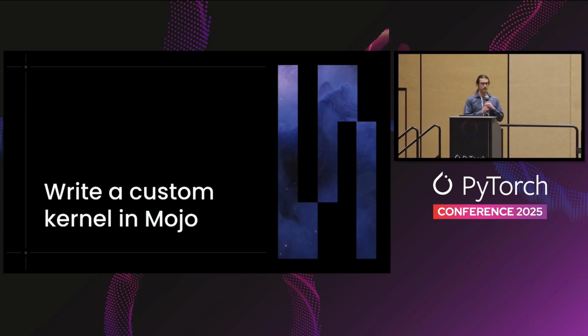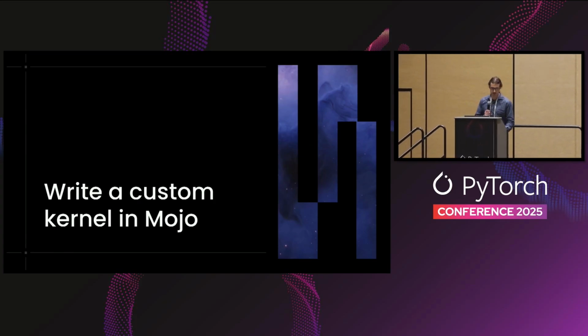So, okay, that's kind of the theory of why Mojo exists. Let's see some code now. So what does it look like to actually write a custom kernel in Mojo?